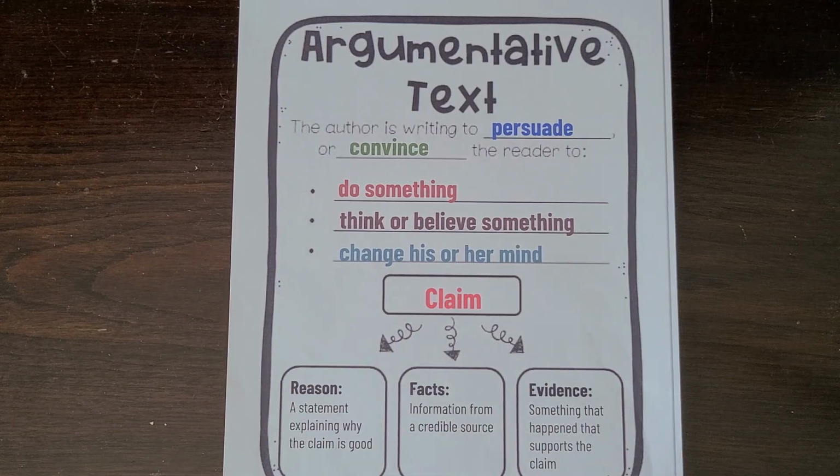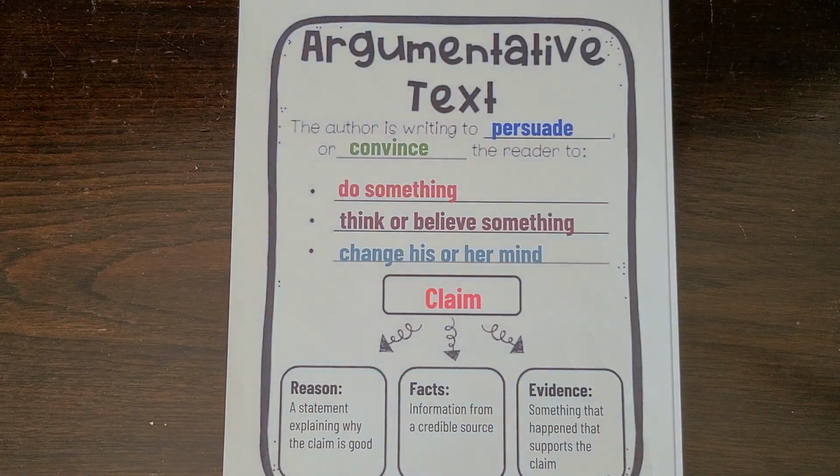So remember, argumentative text is when an author writes something to persuade or convince the reader to do something, think or believe something, or change his or her mind. And that's their claim. And their claim is the reason why they are writing the text and what they were trying to do. And they usually provide you with evidence and facts to back up their claim.